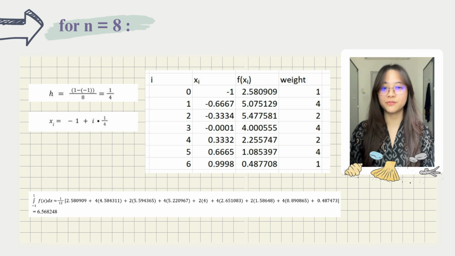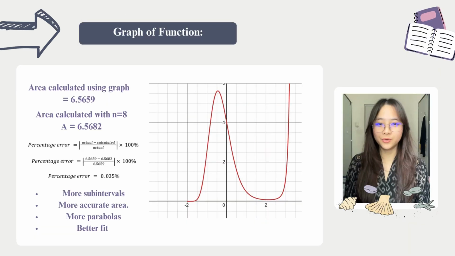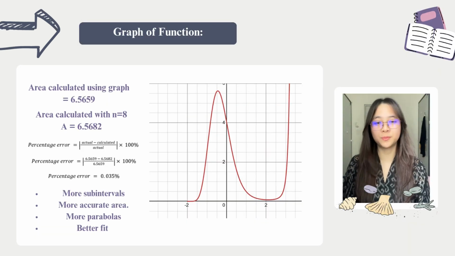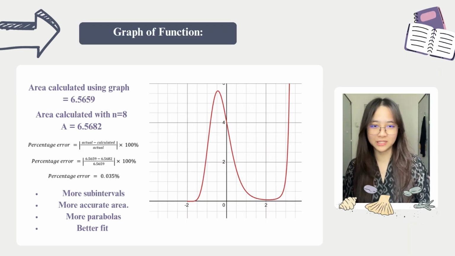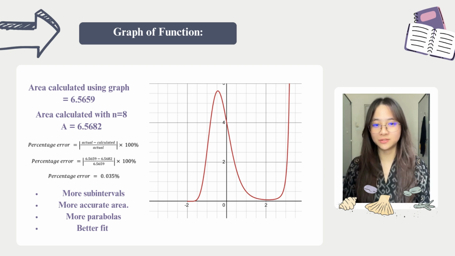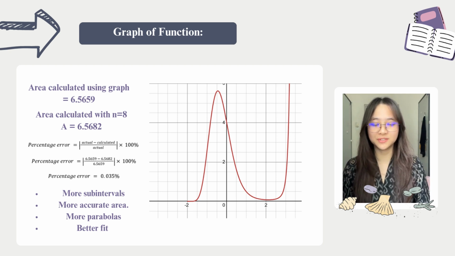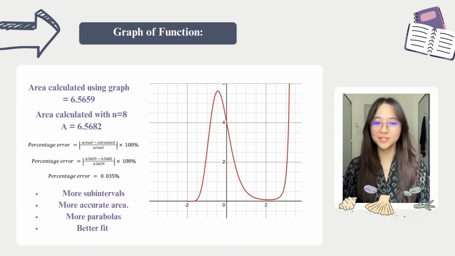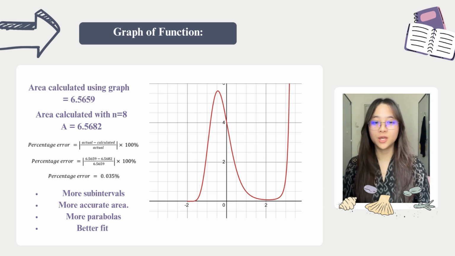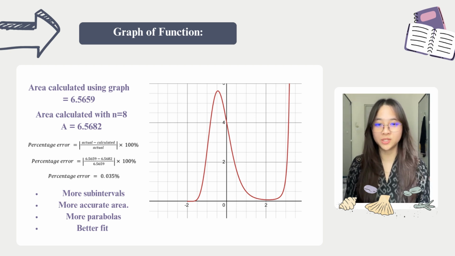Now, with the area that we got from Simpson's rule, I'm going to compare it with the area that we got using the graphic calculator. I did the procedure to count the percentage difference, and I got a percentage difference of 0.035%. Thus, we can compare the two percentage differences, and we find that more subintervals equals a more accurate area, because using more parabolas gives you a better fit.